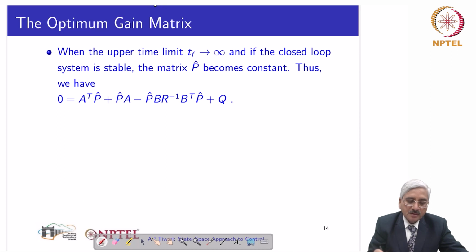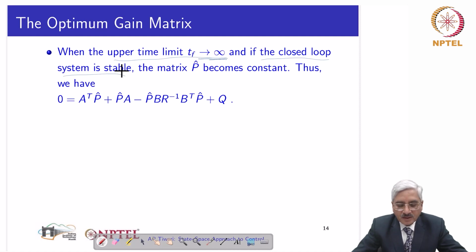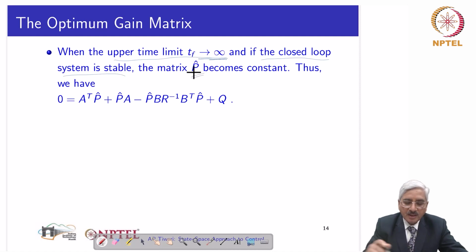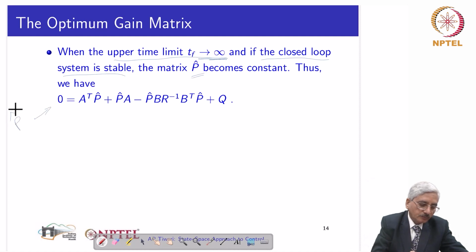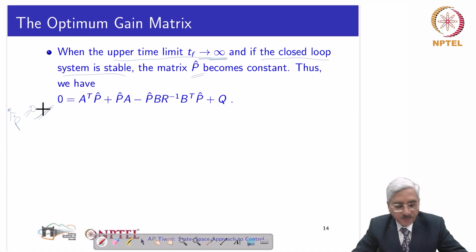Now we see a small variant to this. If the upper time limit is infinity and the closed loop system is designed to be stable, then matrix P hat will become constant, and that means P hat dot becomes 0, which is put here in place of P hat.